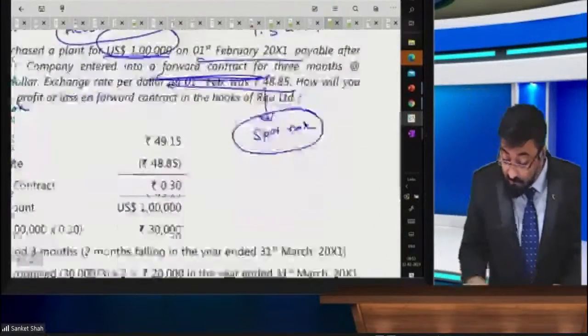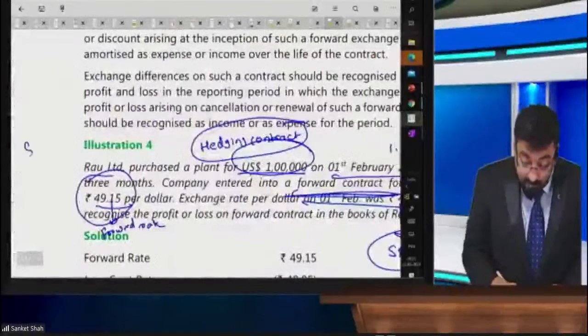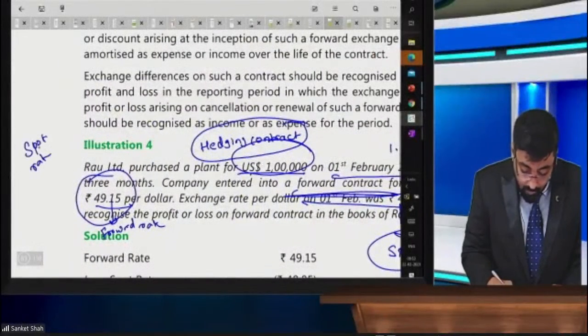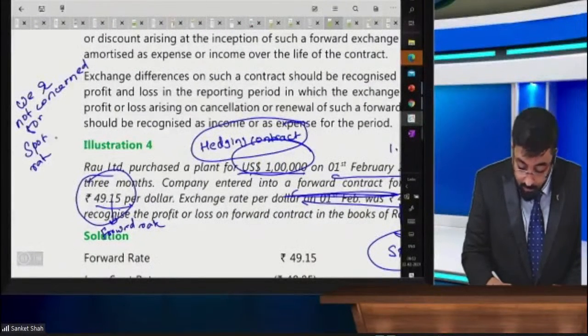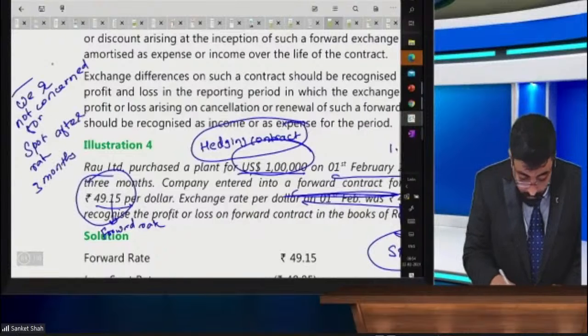So write down here, spot rate after 3 months, we are not concerned. We are not concerned for spot rate after 3 months. Write down this.